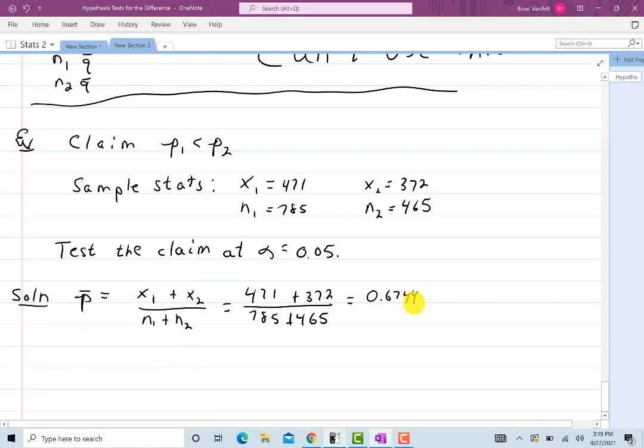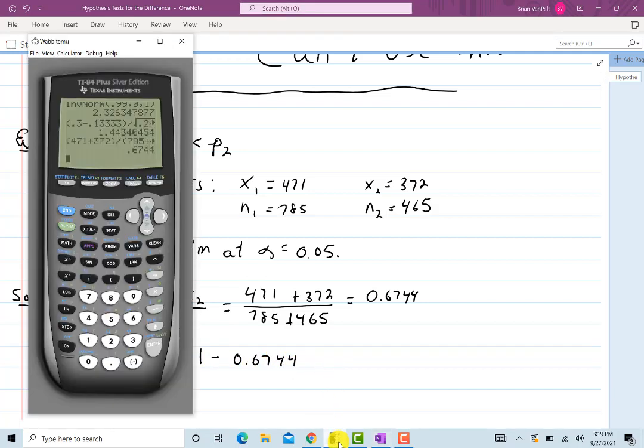And then Q bar will equal 1 minus P bar. That'll be 1 minus 0.6744. So let me do that. So I'll do 1 minus, let's pull up the old answer. Enter. 0.3256.